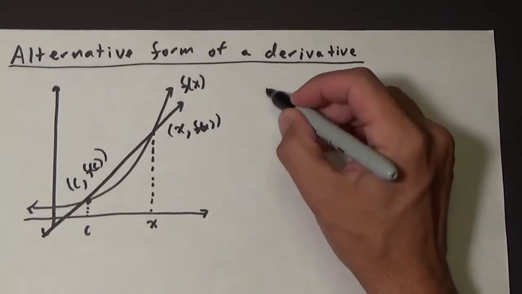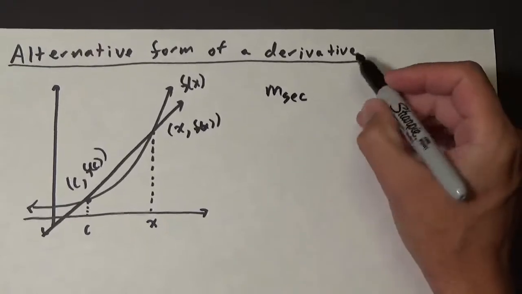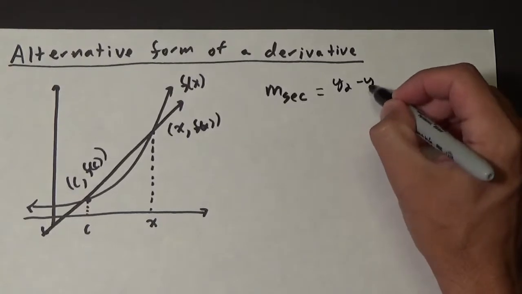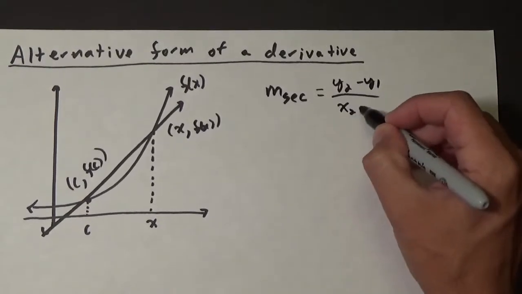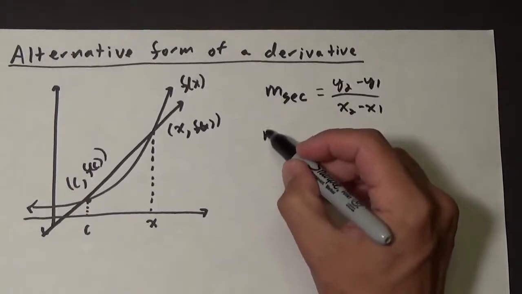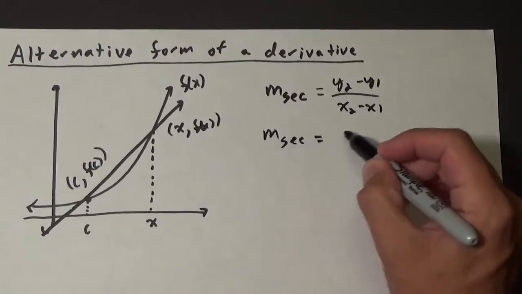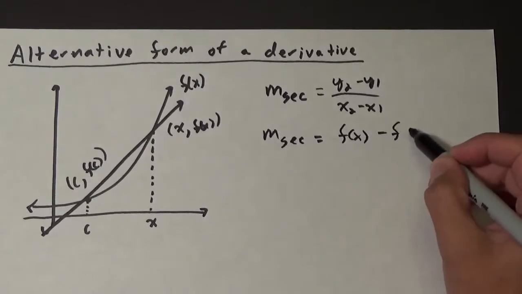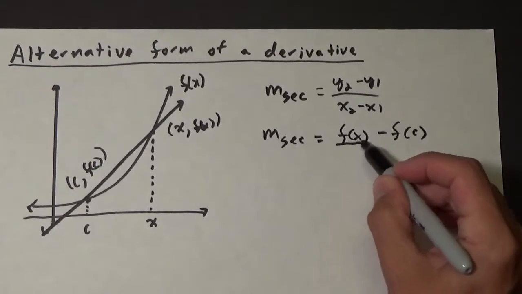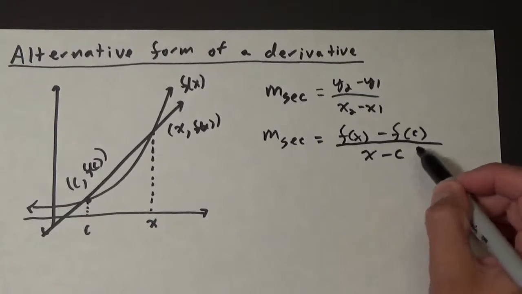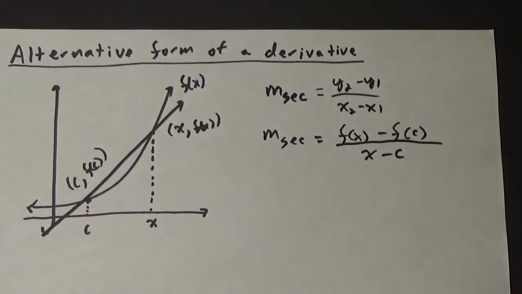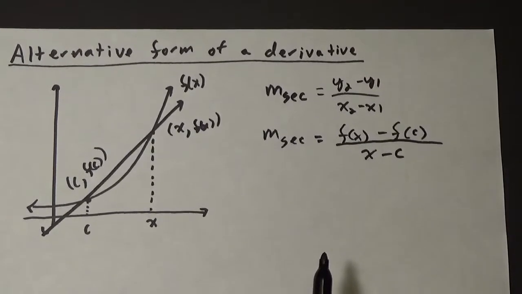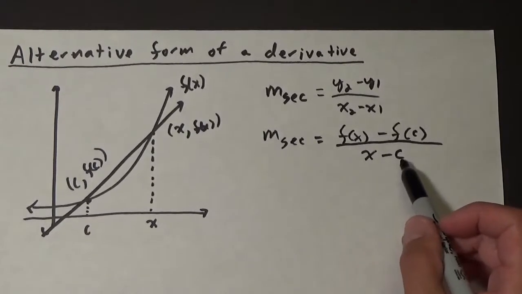So let's go ahead and look at the slope of the secant line, which we know is going to be y2 minus y1 all over x2 minus x1. So then the slope of the secant line will be f of x minus f of c all over x minus c. Now in this case, c is a value. Okay. So this is going to be some number.